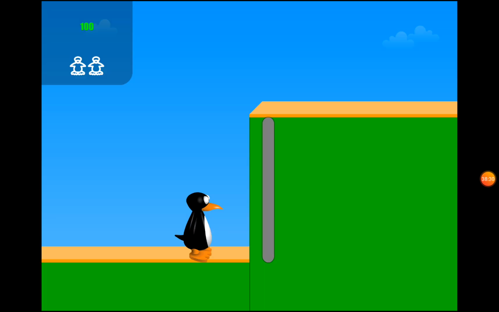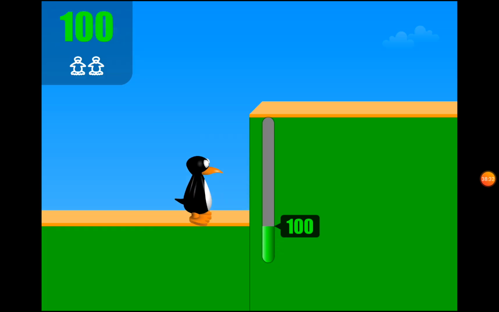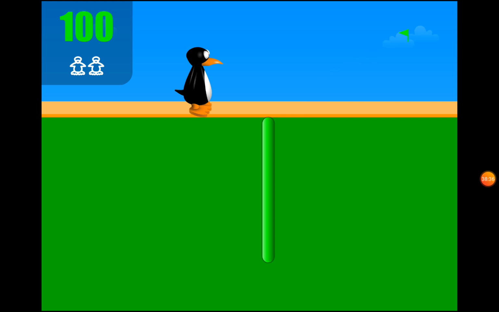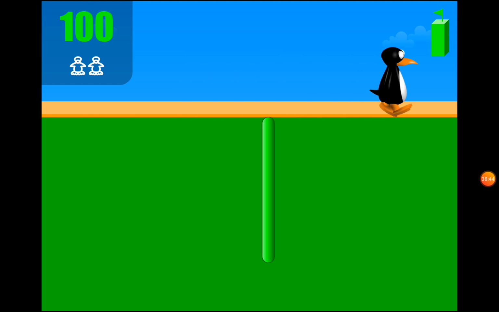Gigi walks along. 100%. Don't slow down, Gigi. No, why is it slowing down? Why is it slowing down? Stop slowing down, Gigi. Come on, stop staring into the green block. It can hurt your eyes.